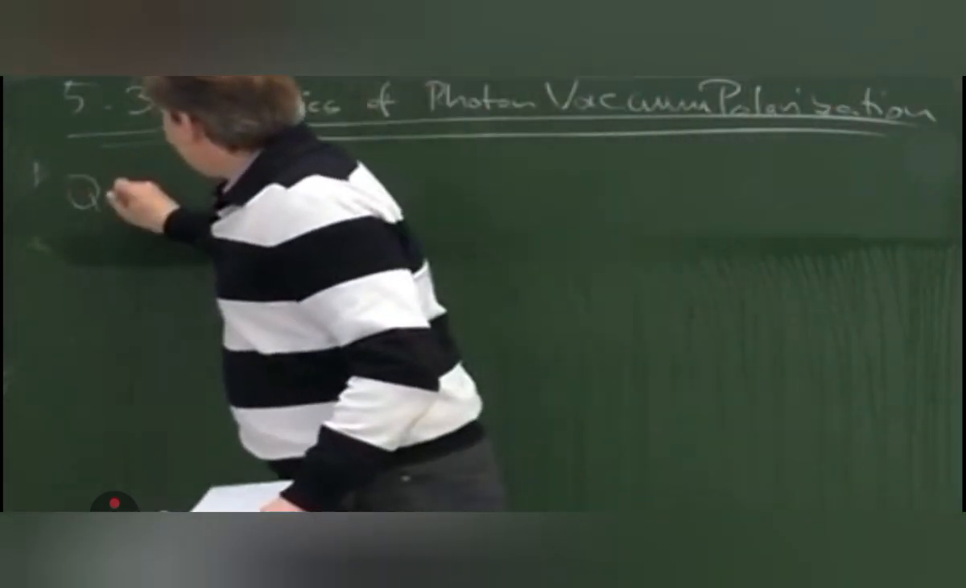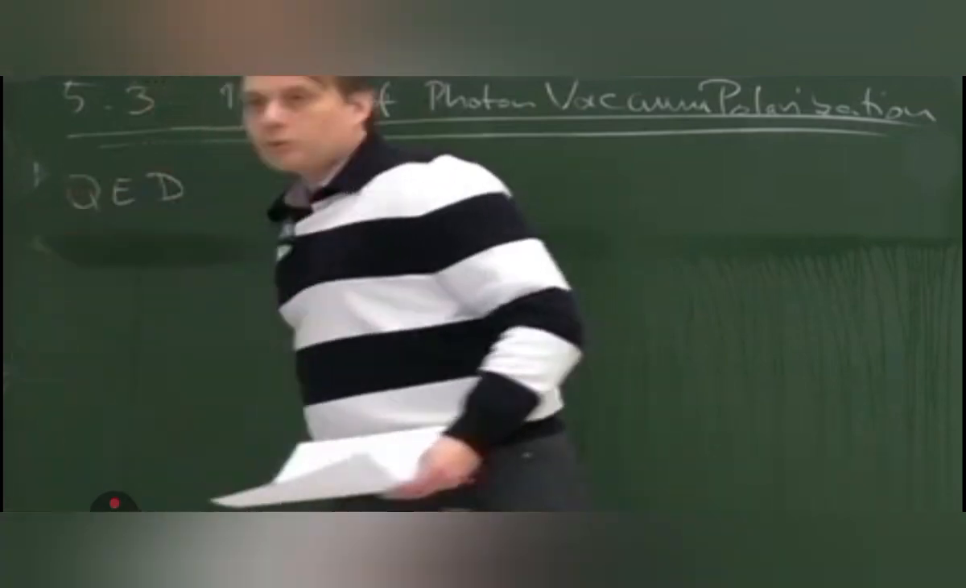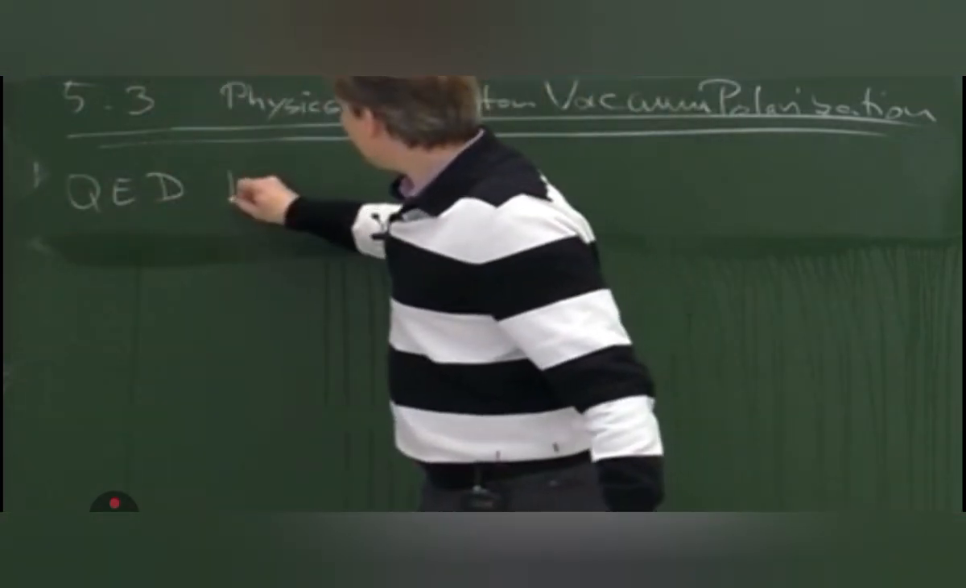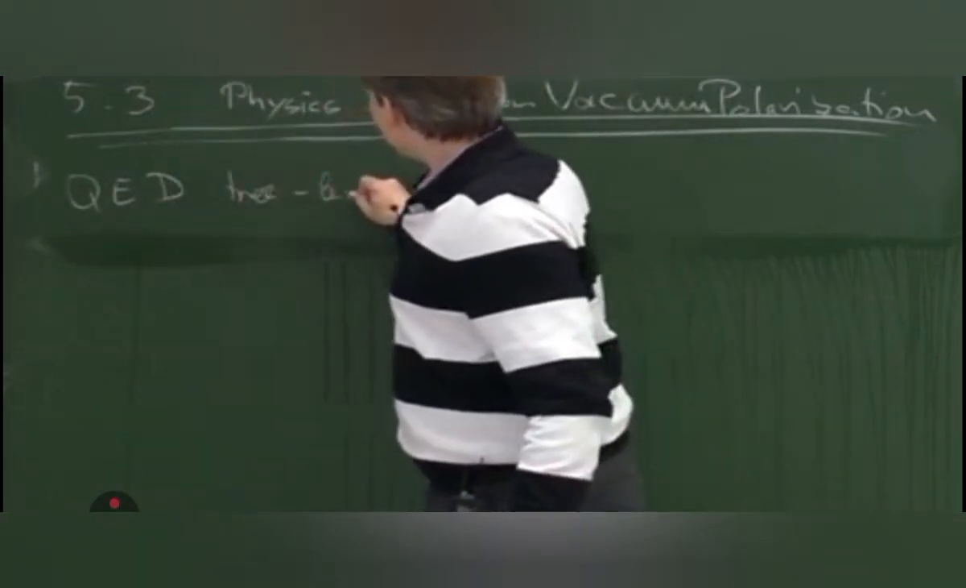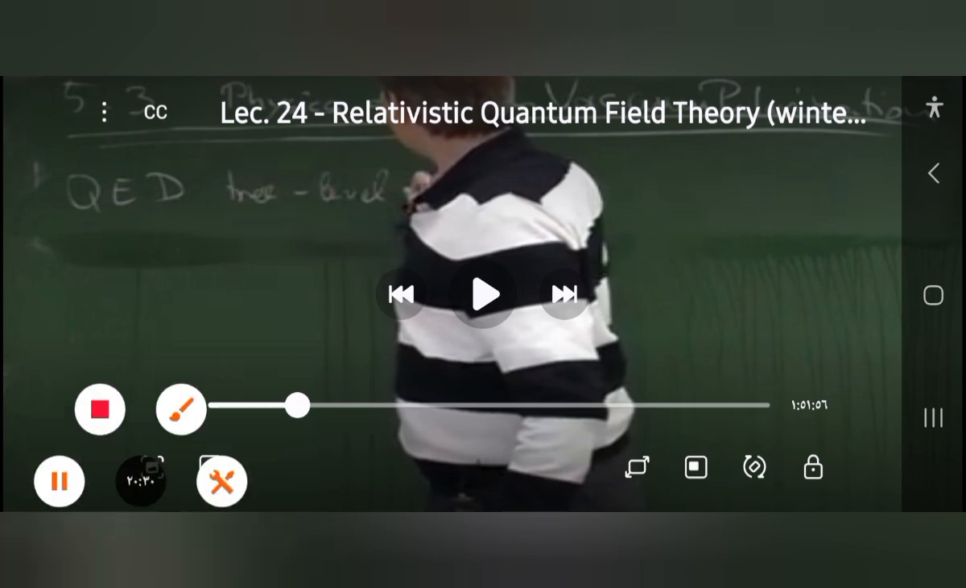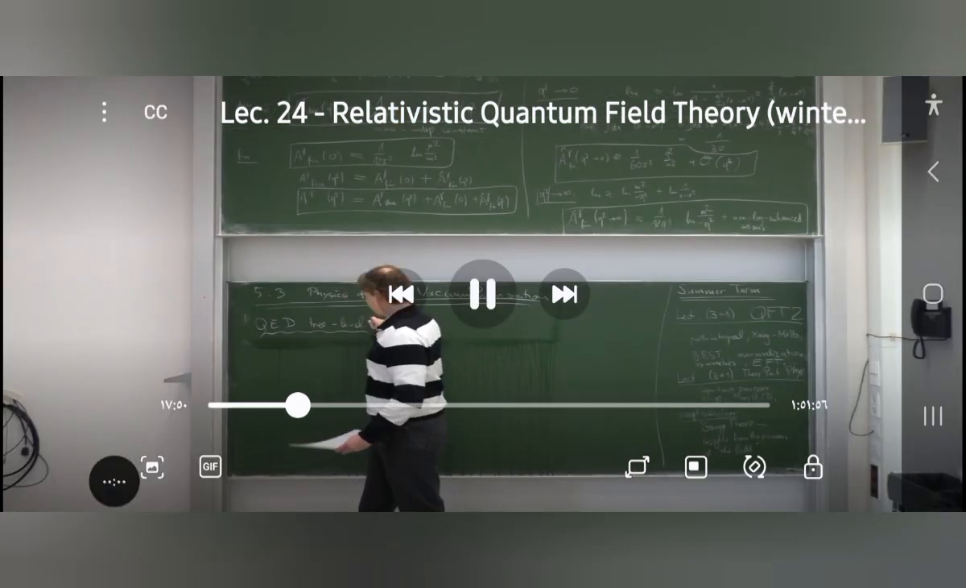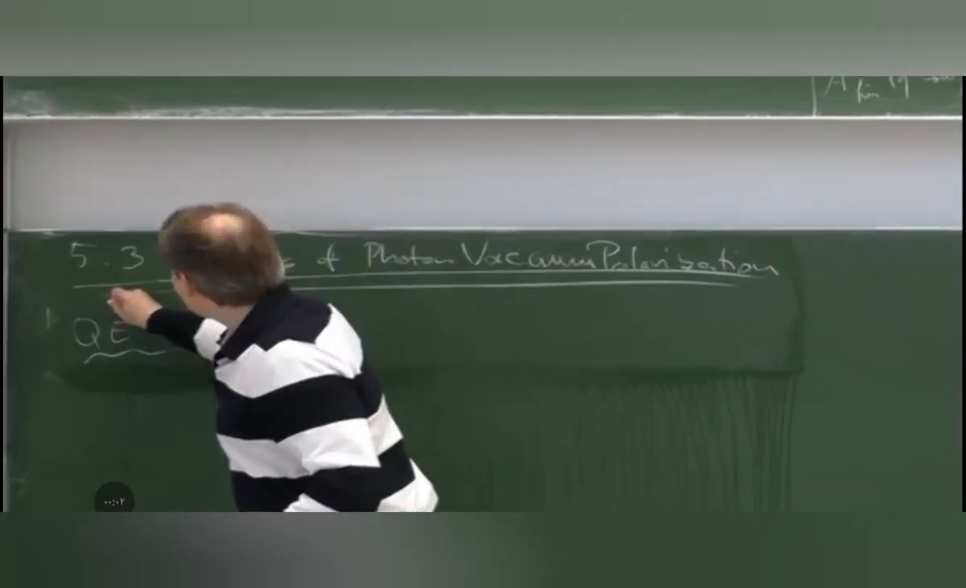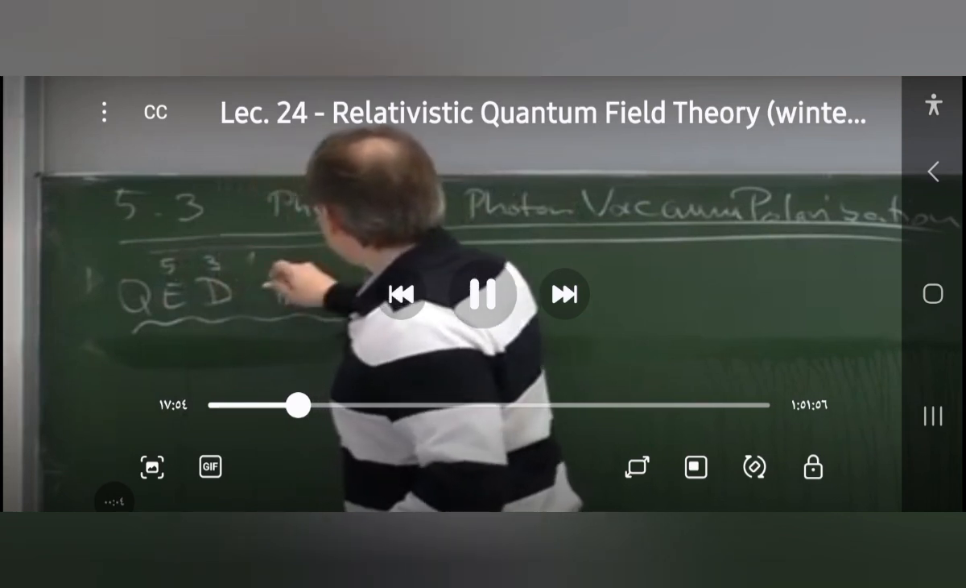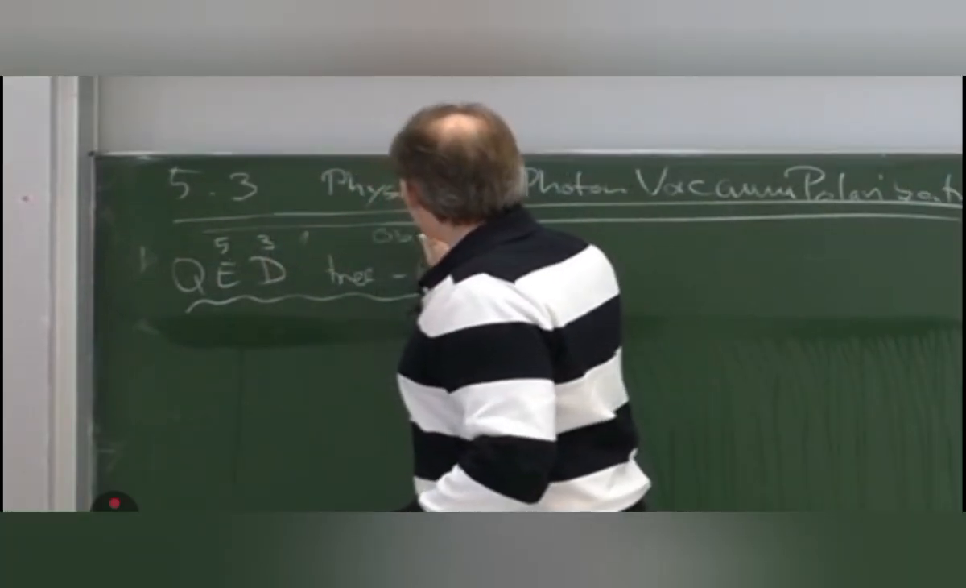All right, let us start with the QED tree-level predictions. Headline 5.3.1. Let's first look at some observables.